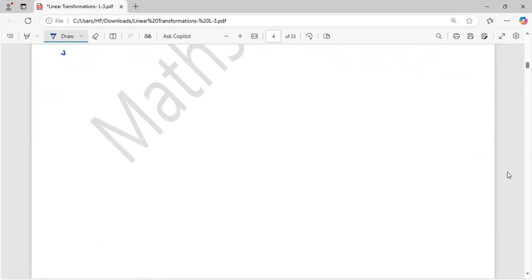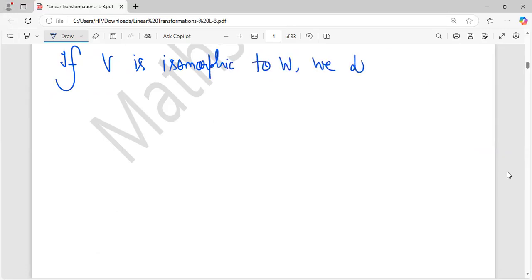If V is isomorphic to W, we denote it by V isomorphic to W.